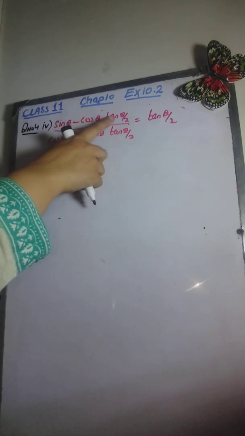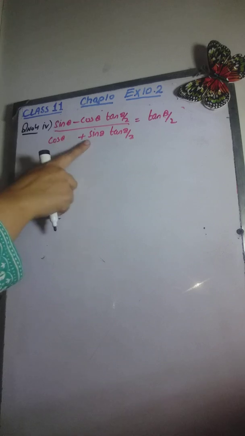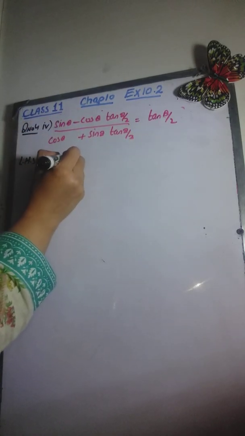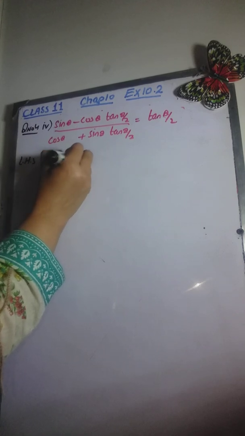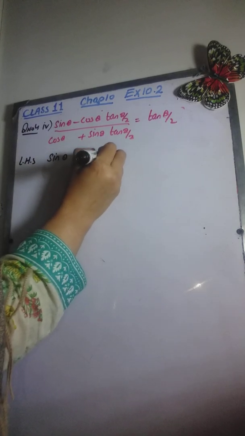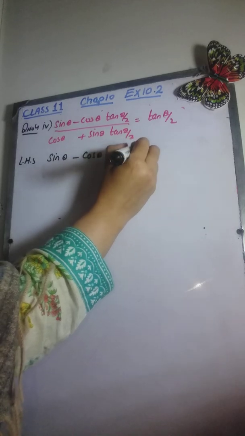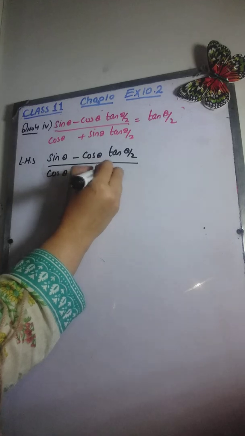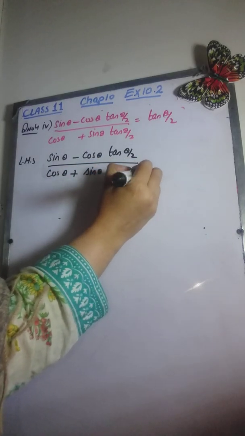Now in this expression we have to prove that sin theta minus cos theta into tangent theta by 2 over cos theta plus sin theta into tan theta by 2, this whole expression is equal to tangent theta by 2. Okay, for this I am going to take the left hand side: sin theta minus cos of theta tan theta by 2 over cos of theta plus sin theta tangent of theta by 2.